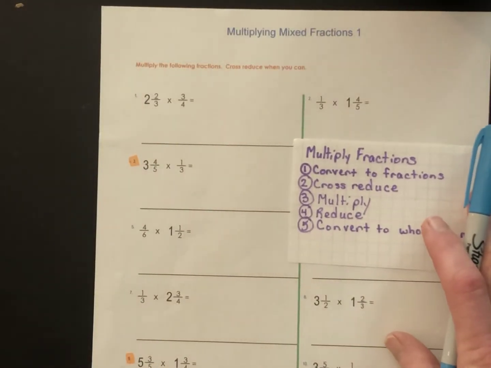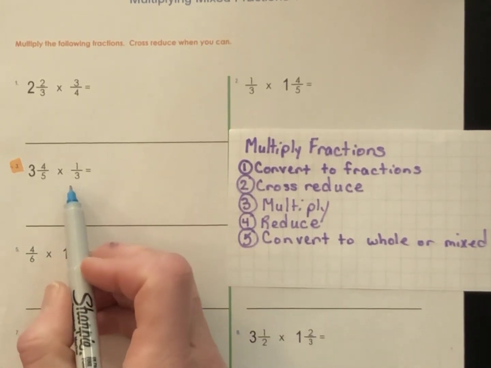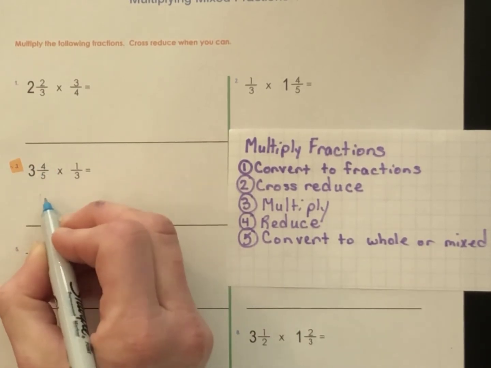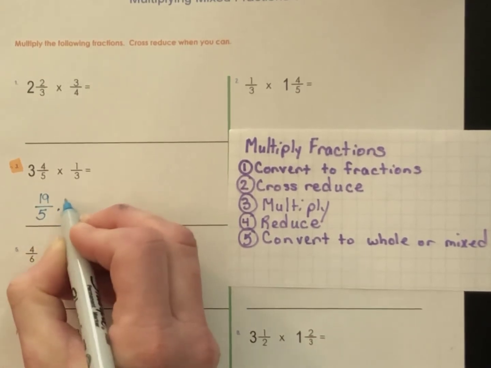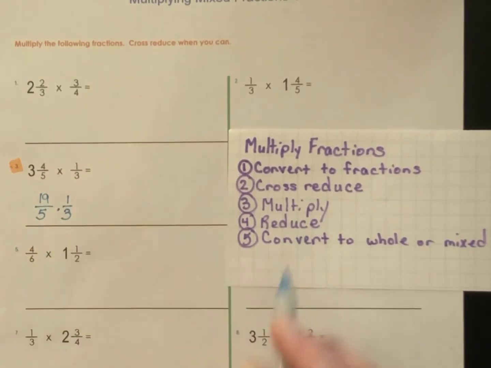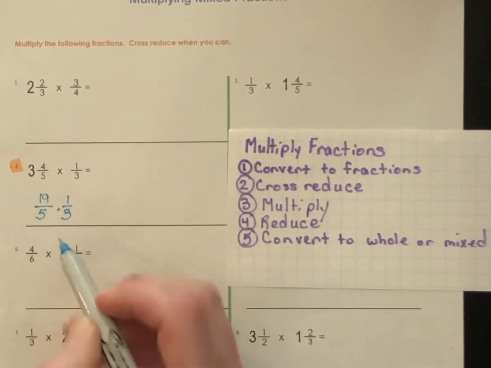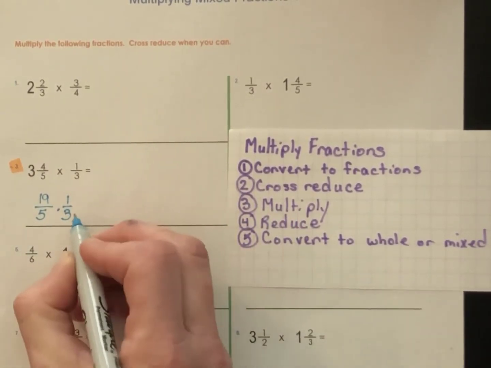So let's start with number 3. The first thing that we'll do is convert to fractions. Now, obviously, if they're already a fraction, you don't have to convert them. And as you can see, that one is already a fraction. So I will convert this. So this becomes 19 fifths times 1/3. Right, cross reduce. Well, 1 and 5 don't reduce. 19 and 3 don't reduce. So I can't cross reduce in this one, so I will multiply.